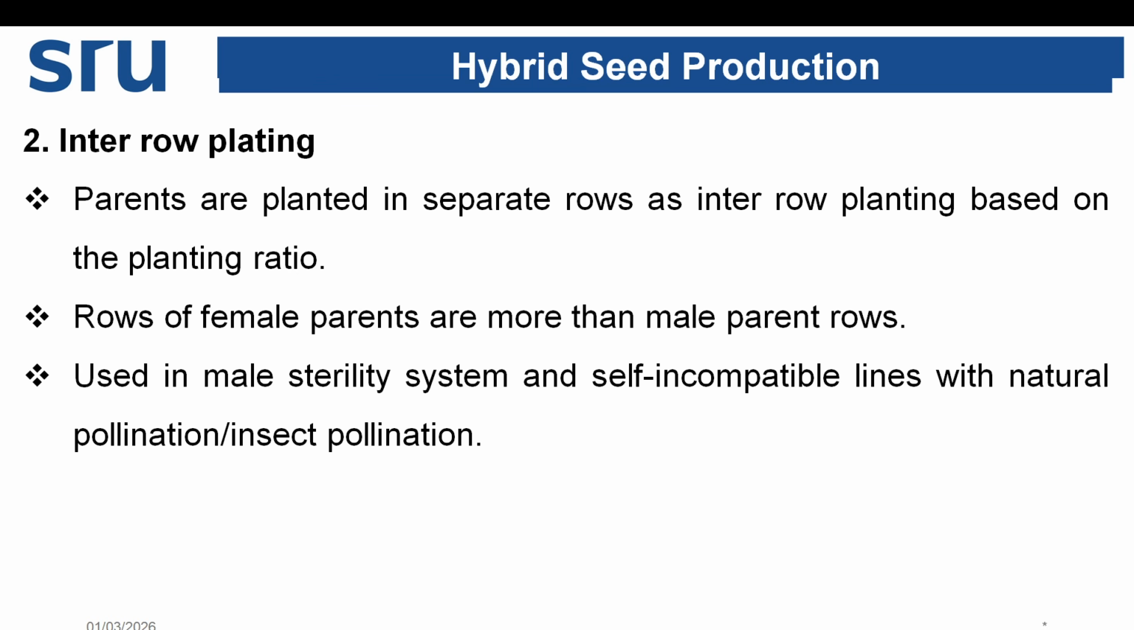Second method, that is inter-row planting. These parents are planted in separate rows as inter-row planting based on planting ratio. The rows of female parents are more than male parent. It is used in male sterility system and self-incompatible lines with natural pollination or insect pollination.